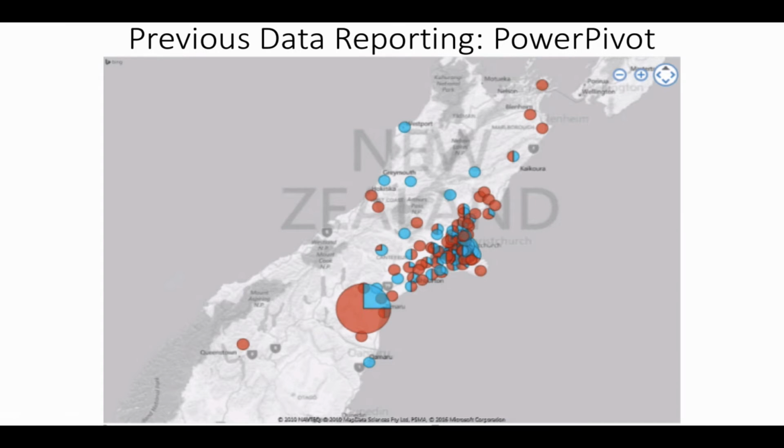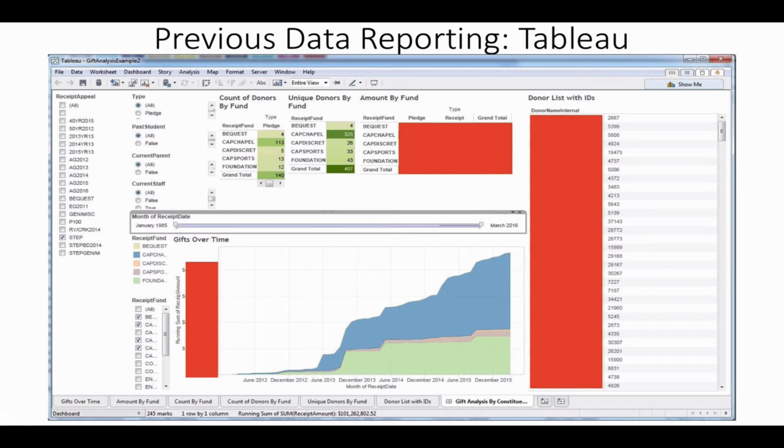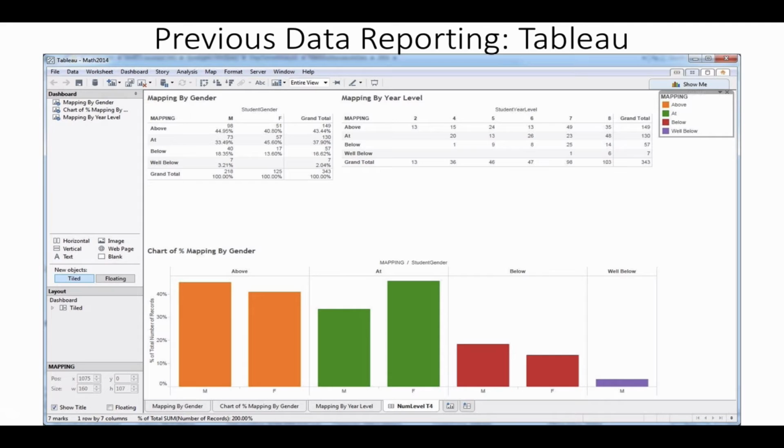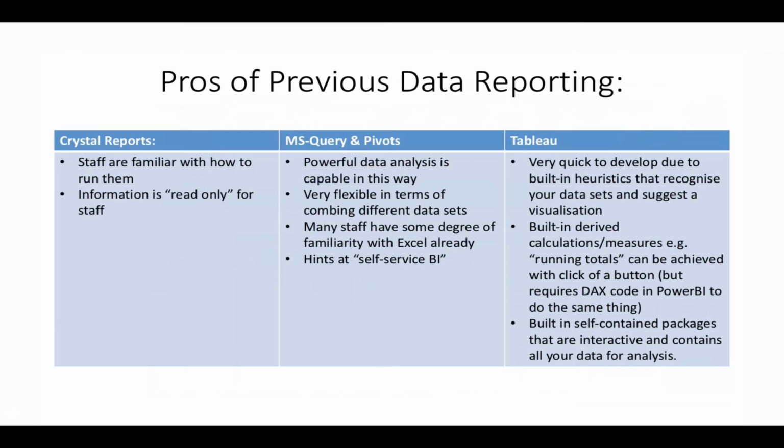We also experimented with Power Pivot. Here's a basic analysis of the gender breakdown by postal code of students at our school in the South Island. The bigger the pie chart, the more people coming from those regions, and the colours represent the gender from each area. We also journeyed around Tableau. Again, Tableau's great, it's fantastic, just expensive to scale across all of our staff.